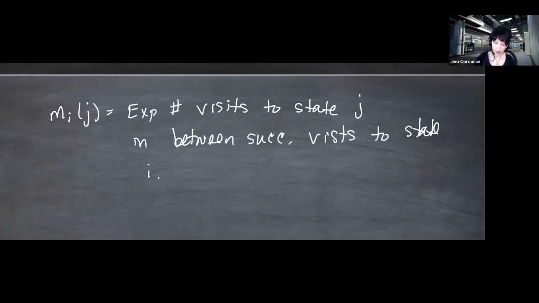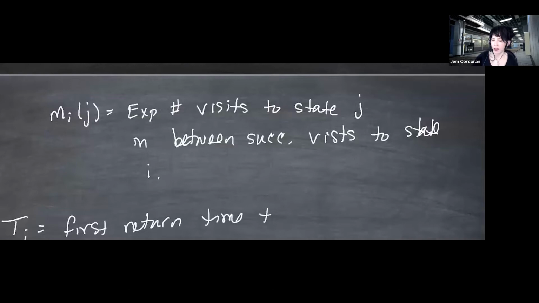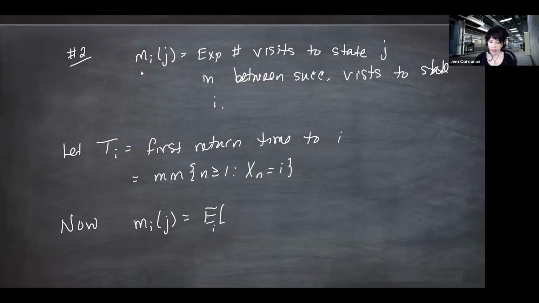Okay, so to get started on this, I would let T_i be the first return time to i, and if you want to write that more formally, it would be the minimum over all times n greater than or equal to 1 such that X_n is equal to i. And so now we can write m_ij as the expected value. So this is going to be the expected number of visits.